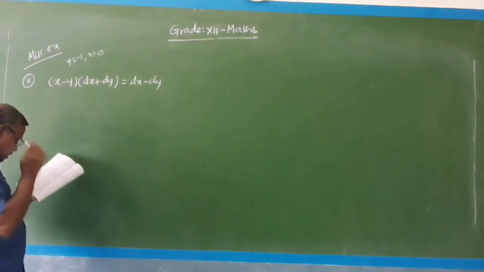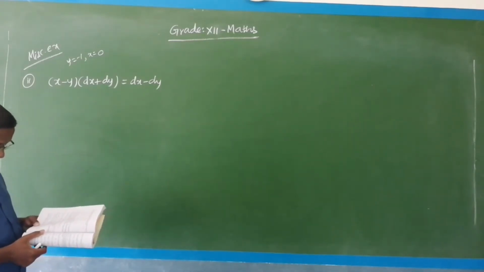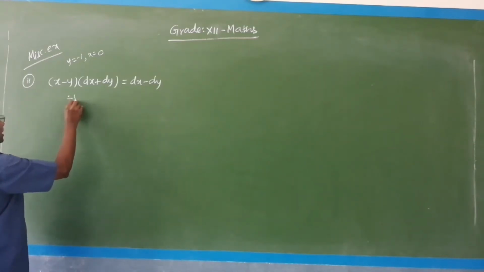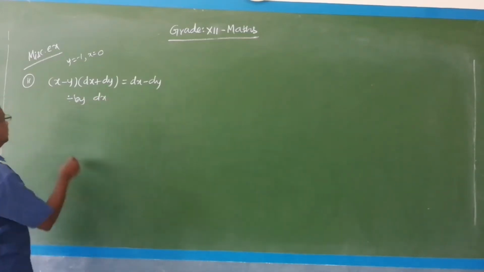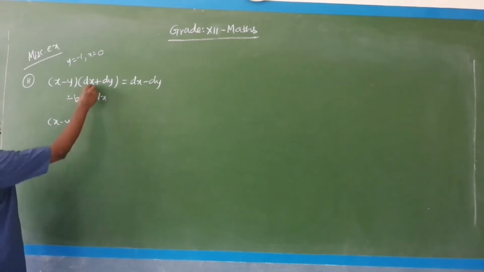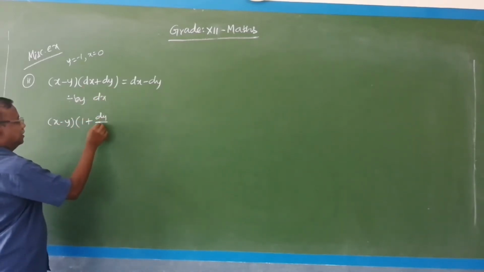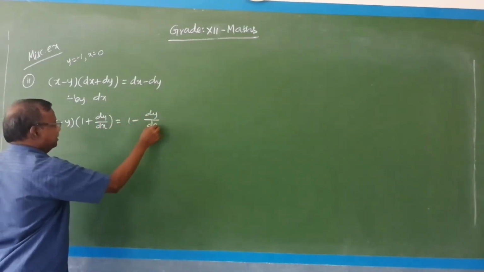Also they have given us a hint: put x minus y equal to t. So later we will substitute this. Before that we can divide the equation by dx, so then only we will get dy by dx. So the equation can be written as (x minus y) into (1 plus dy by dx) equal to 1 minus dy by dx.